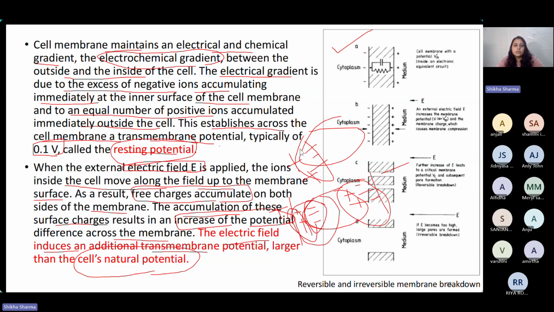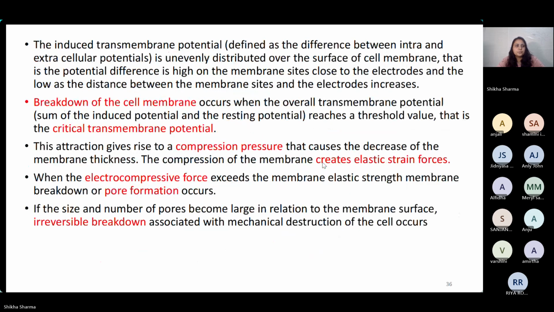After it develops more, after some time it will come to the threshold potential. And after that, if more potential is there, then there will be poration because of the further development of the transmembrane potential. The induced transmembrane potential is the difference between the intra and extracellular potentials, which is internal of the cell like this and external like this.